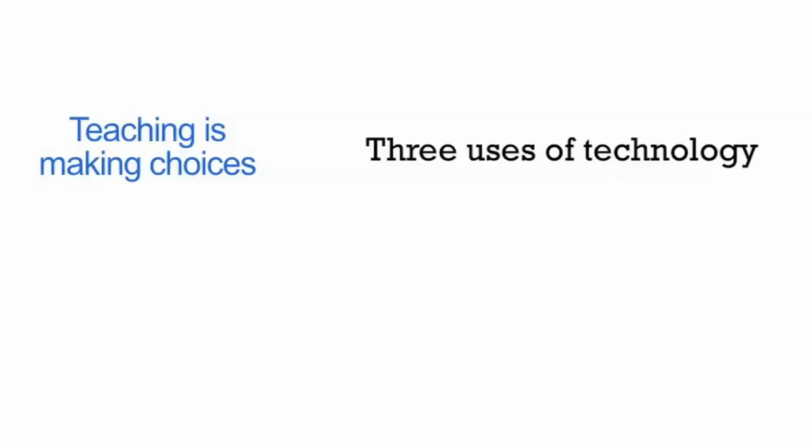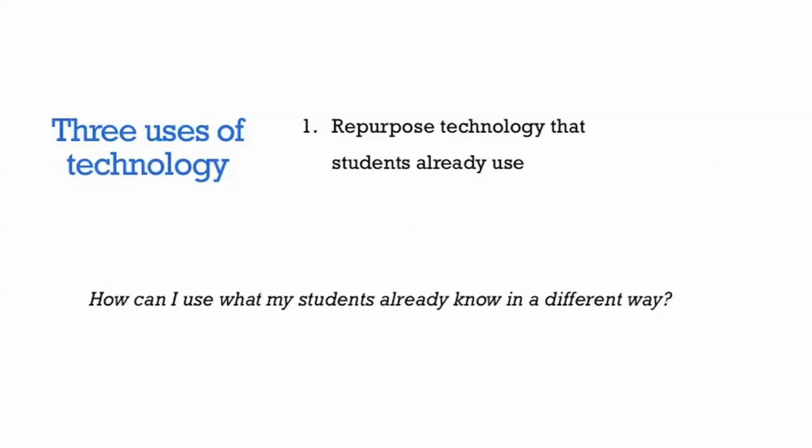So teaching is making choices, and there are several other ways that we can think about the technology that we want to use. The first is to repurpose technology that students already use. An advantage of this is that students are already familiar with the technology, so they don't need to learn how to use it. So something to think about: how can I use something that my students already know in a different way? You don't have to teach them how to use it because they'll already know. You simply have to teach them how to think of it in a different way.